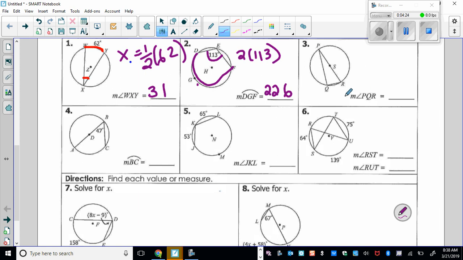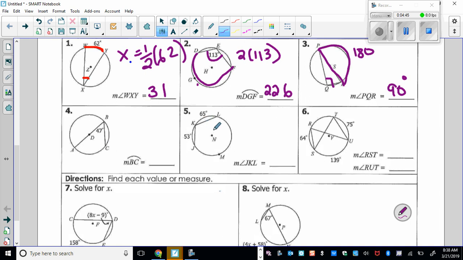All right, and then this is another one that has the diameter right here. That makes this intercepted arc 180, so the angle right here would be 90 degrees. I think you guys can do number 4.